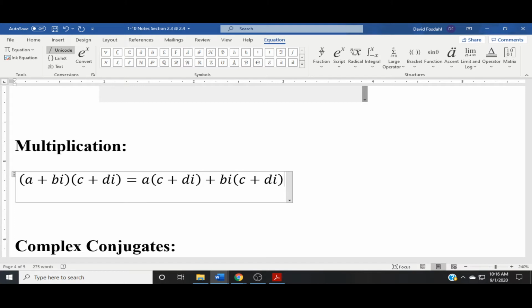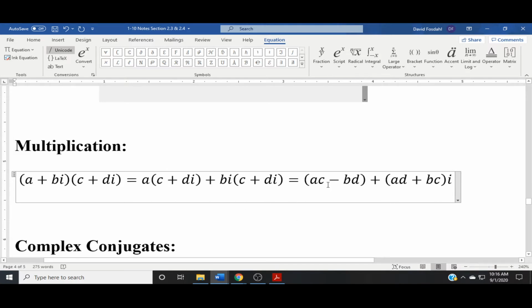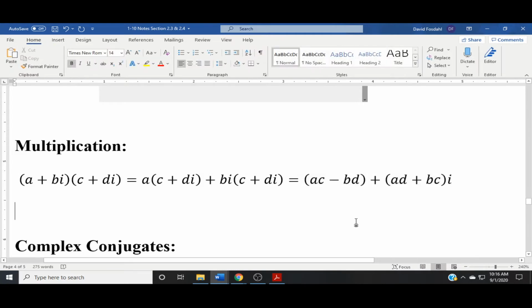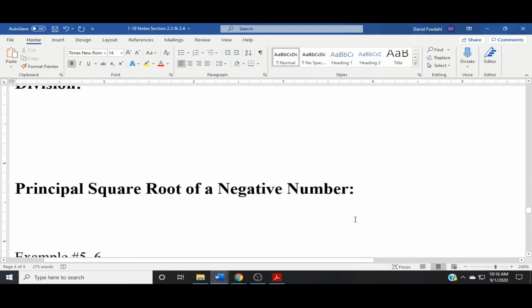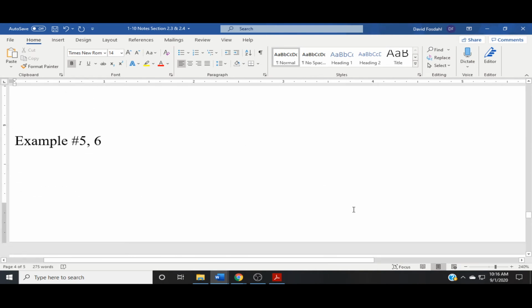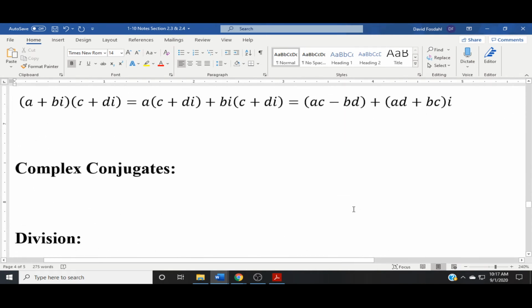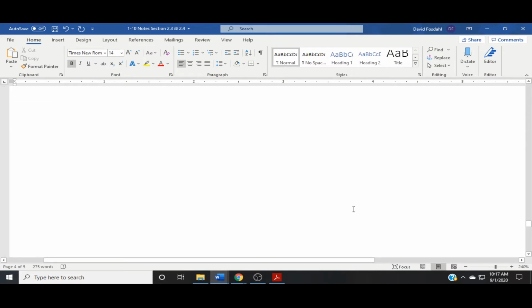Okay. In the end, this is going to actually equal, by just sheer math, ac minus bd plus ad plus bc i. Okay? So this is going to be multiplication, okay? This is the simplest form. Okay, we can look at practice problems in a moment. We're going to look at practice problems 1 through 3 on our paper.